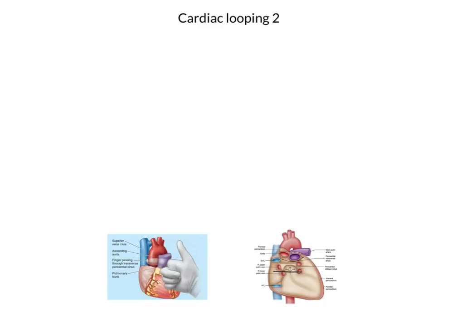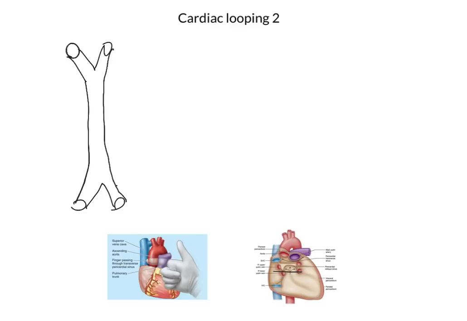So let's draw on a very simple primitive heart tube. I'm not actually going to put the atrium or any of the other swellings on. I'm just going to draw it as a very simple tube. Okay, so here's our primitive heart tube. The venous end is at the bottom, so blood is coming up and entering it in this direction. And the arterial end is up at the top, so blood is leaving in that direction.